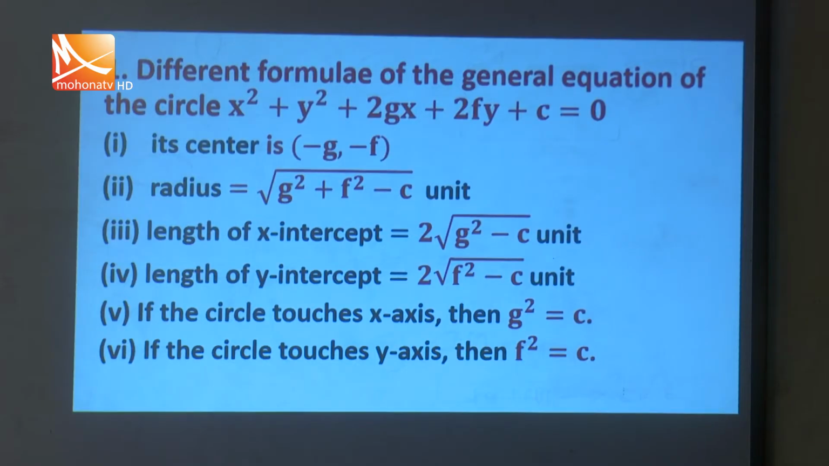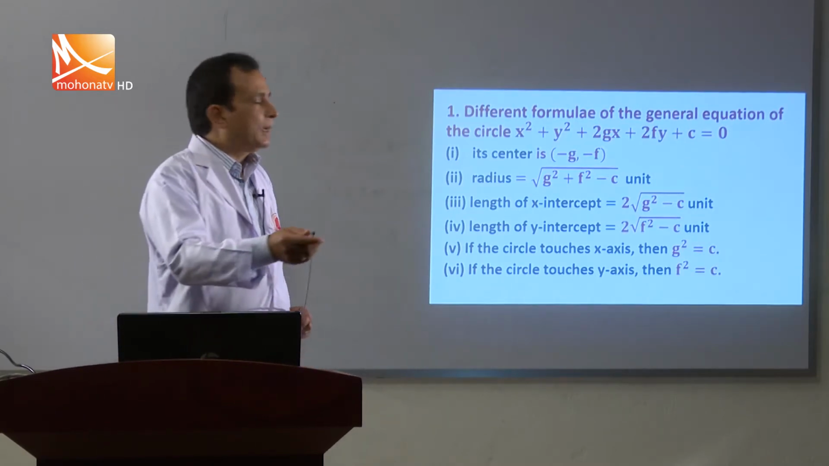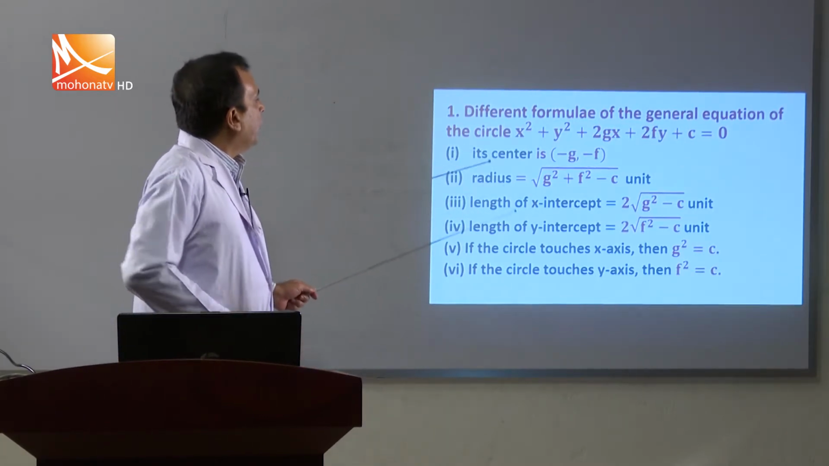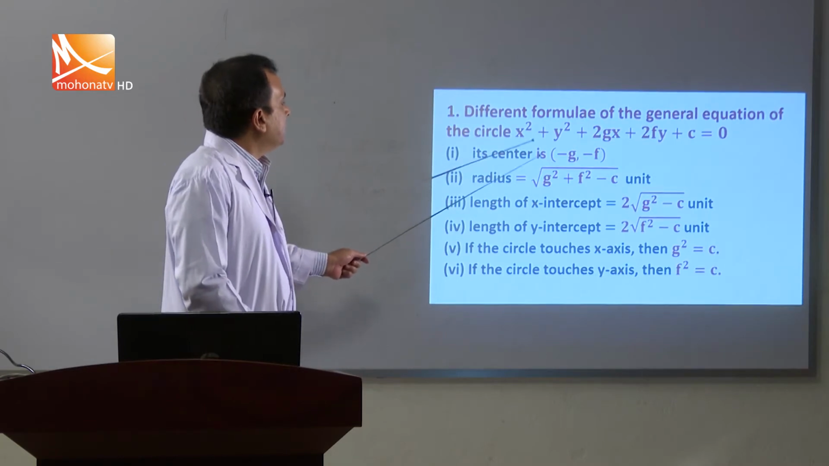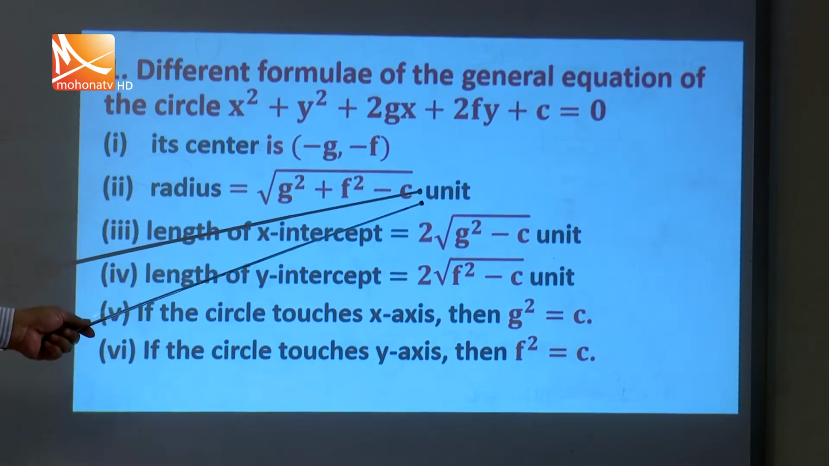We have already learned in the previous class different formulae of the general equation of the circle x square plus y square plus 2gx plus 2fy plus c equals 0. Its center is (minus g, minus f). Its radius is square root of g square plus f square minus c units.